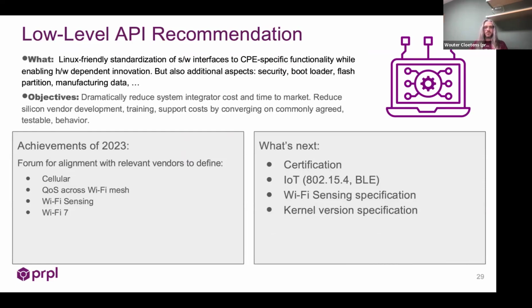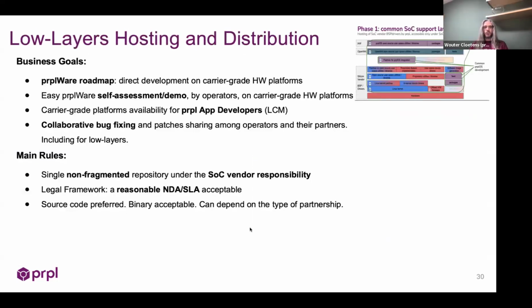We're focusing on a bunch of new things in 2024. But the really critical new technologies, we already had an alignment on how to do them in 2023. That includes how we're going to integrate the cellular fixed wireless access or cellular modules, system-wide, mesh-wide quality of service, Wi-Fi sensing, which is a new innovative topic, and Wi-Fi 7. This is what I mentioned.